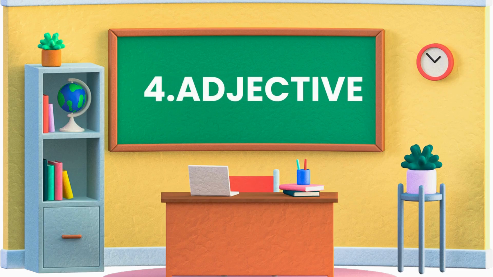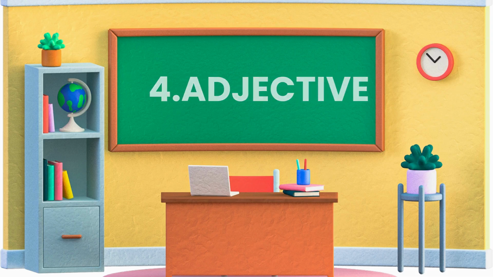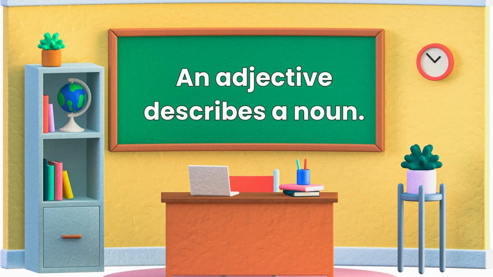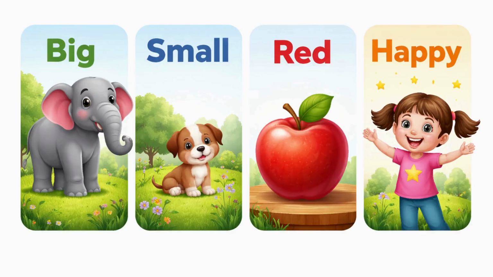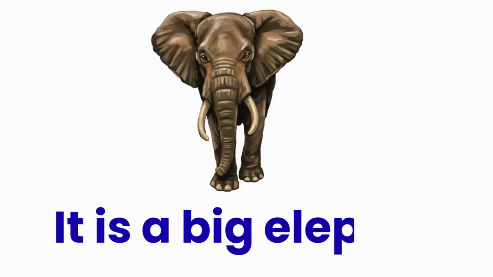Fourth one, adjective. An adjective describes a noun. Example: big, small, red, happy. Example of sentence: it is a big elephant.